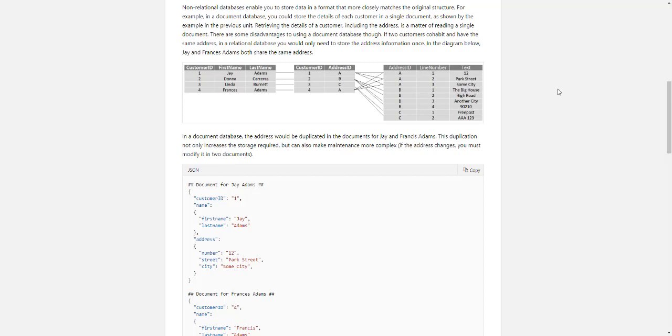If 2 customers cohabit and have the same address, in a relational database you would only need to store the data once. In the diagram below, Jay and Francis Adams both share the same address. In a document database, the address would be duplicated in the documents for Jay and Francis Adams. This duplication not only increases the storage required, but can also make maintenance more complex. If the address changes, you must modify it in 2 documents.